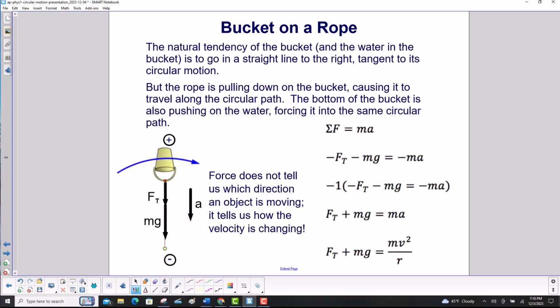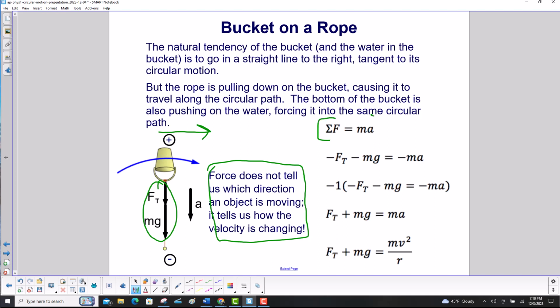The natural tendency of the bucket and the water in the bucket is to go in a straight line to the right, tangent to its circular motion. But the rope is pulling down on the bucket, causing it to travel along the circular path. The bottom of the bucket is also pushing on the water, forcing it into the same circular path. Just a quick aside here. Force does not tell us which direction an object is moving. It tells us how the velocity is changing. Right? Even though both forces are down, the bucket is not going to follow that direction.